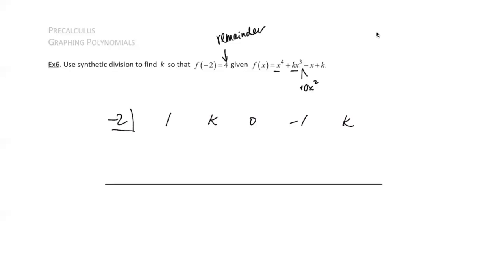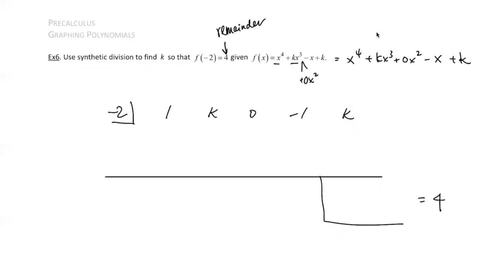Okay, again, let me go ahead and write this here. Okay, this polynomial. So officially, it's going to be like x to the fourth plus kx cubed plus 0x squared minus x plus k. Okay, so we've got to figure out what k is, and it's going to be a little bit lengthy, but it's okay. It's all right. And at the end, we have a remainder, and our remainder is going to be equal to 4. So let's go ahead and get the ball rolling.